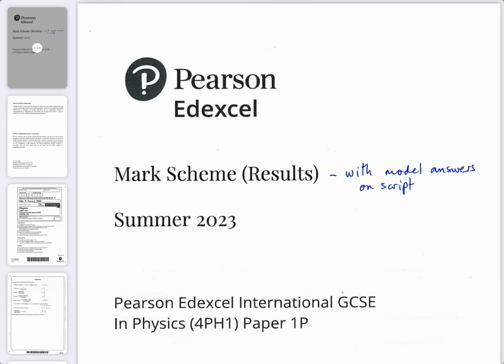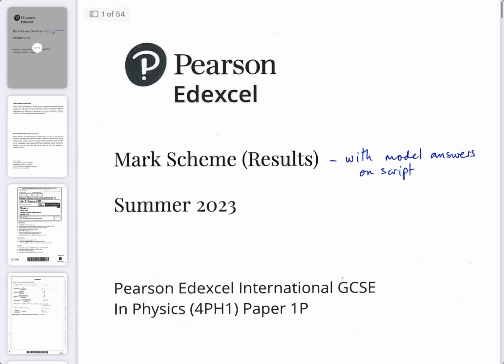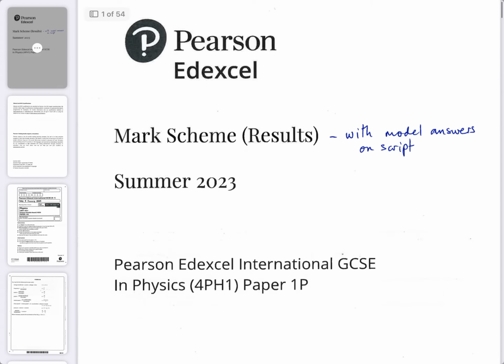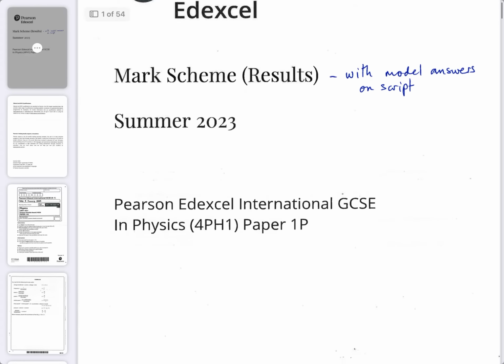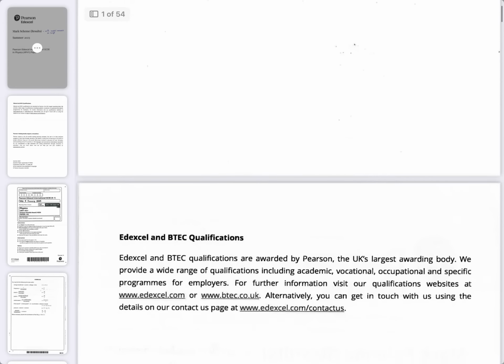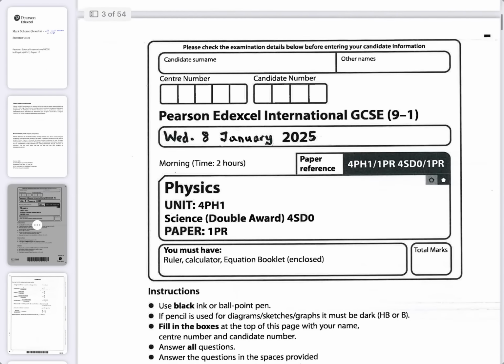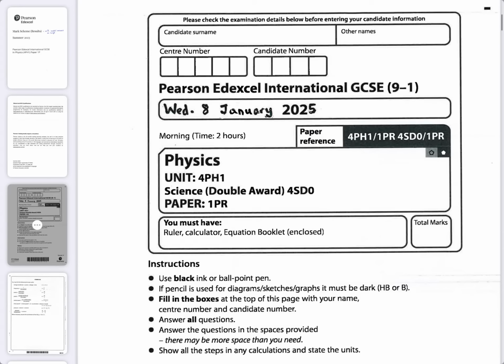Okay, this is the GCSE exam paper for the Pearson Edexcel International Physics Paper 1. This was the paper that they gave in summer of 2023. I've got the mark scheme and I've linked it with model answers on the script. We used it in our school as a mock exam with a minor alteration, so I'll explain when I get there. We used it just this January, so I've changed the date.